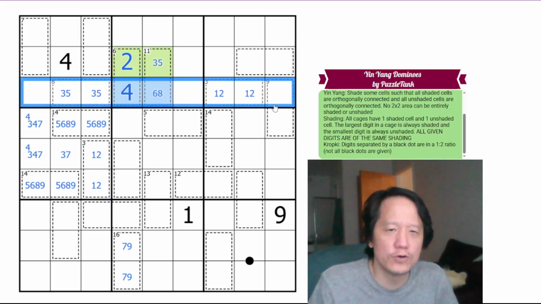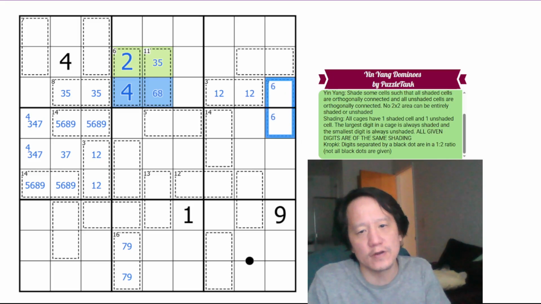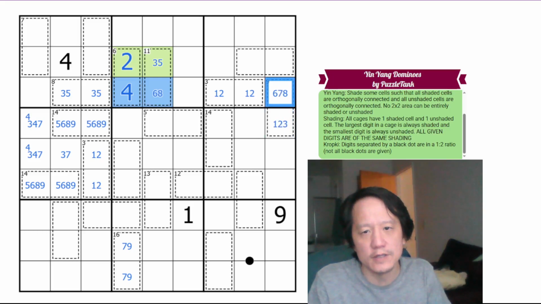The rest of row 3 has to be 6, 7, 8, 9. So this is 6, 7. Okay, so this is guaranteed to be 6, 7, or 8, and this is 1, 2, or 3 to add up to 9 with it. This is then guaranteed to be the largest digit, so it's shaded, and this is unshaded.